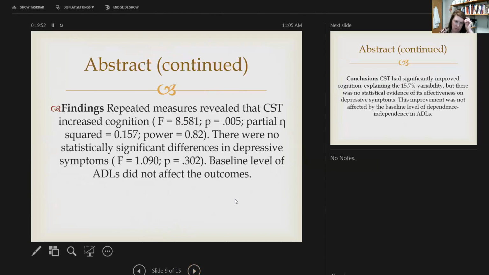This study was able to show that cognitive therapy increased cognition. However, there were no statistically significant differences in depressive symptoms. The baseline level of activities of daily living did not affect the outcome. So again, what this is telling us is if I was a highly active, independent person beforehand, or if I was very sedentary and needed lots of help with my activities of daily living, that played no effect in this study.